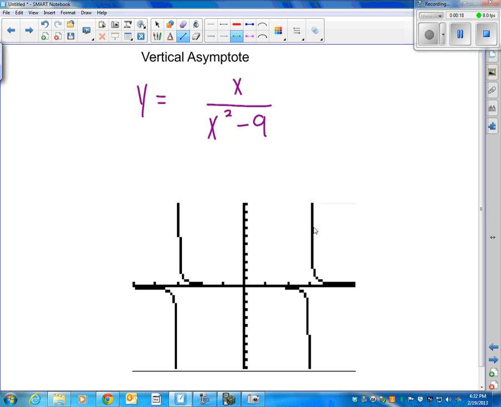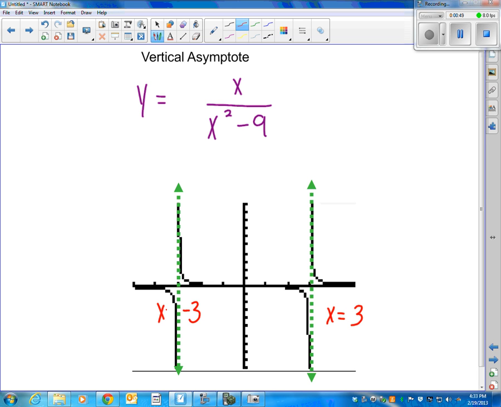If you look at this graph below, this is the graph of x over x squared minus 9. There are two vertical lines on here that our graph will never ever cross. It gets really close to them, but it never actually crosses these two values. One of them is here at positive 3, and the other is at negative 3. And when you write the answers, you'd say x is equal to 3 and x is equal to negative 3.